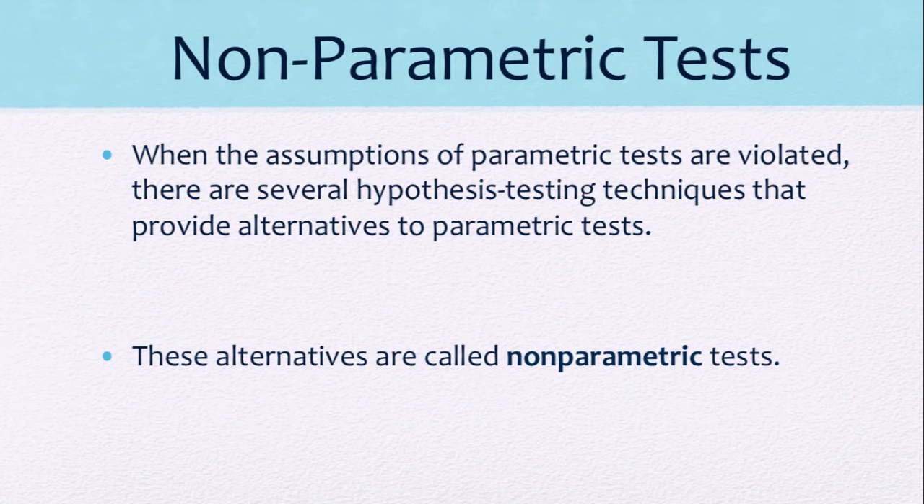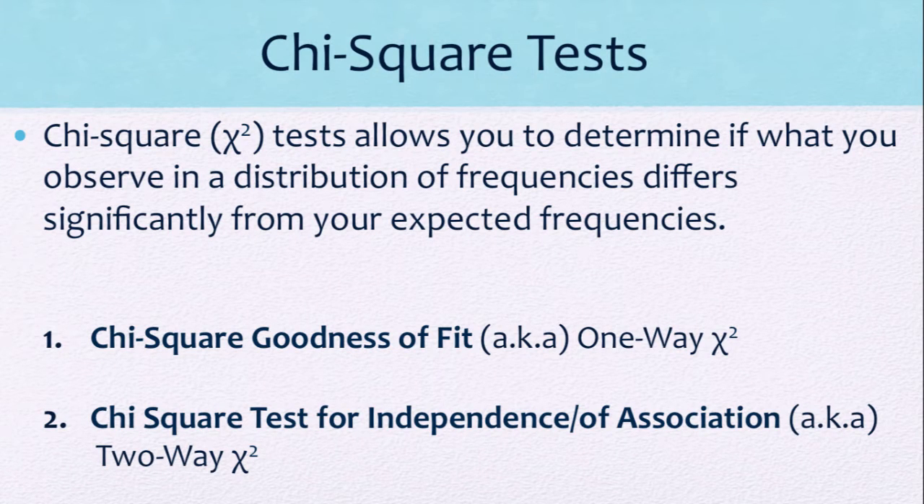And so when the assumptions of parametric tests have been violated, there are several options or techniques that can be utilized as alternatives to parametric tests, and these alternatives are called non-parametric tests. The chi-square tests are a type of non-parametric test, and essentially they allow us to determine if what we've observed in a distribution of frequencies differs significantly from our expected frequencies, or what we would have expected.